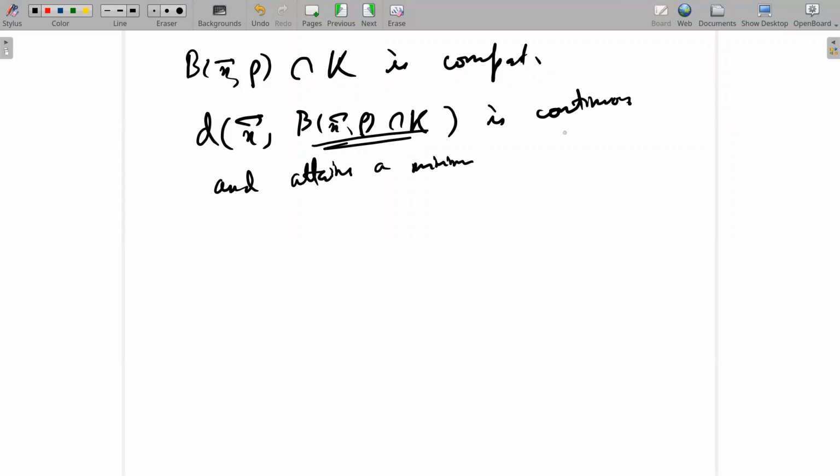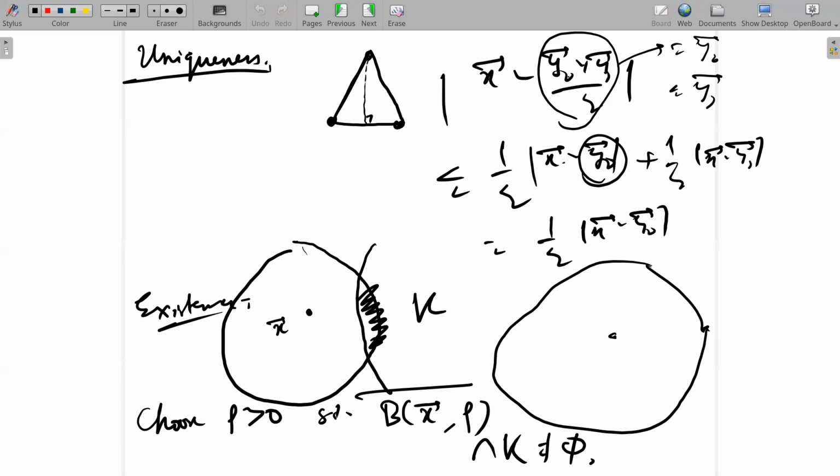So I should say continuous where? This is continuous on this compact set B(x, rho) intersection K and attains a minimum. So there is a point here which minimizes this. Here x, think of x as being fixed. And it is clear that every other point has to have distance more than rho. Whatever point you take has to have distance more than rho. So as a global infimum, the rest of the points don't qualify as candidates.